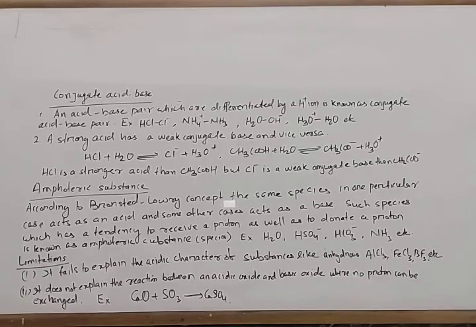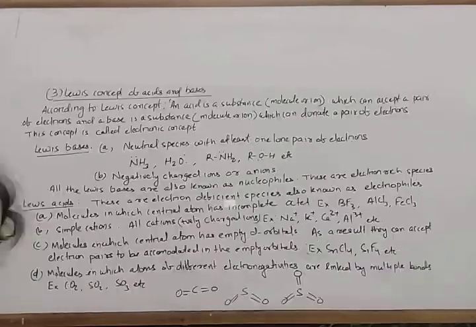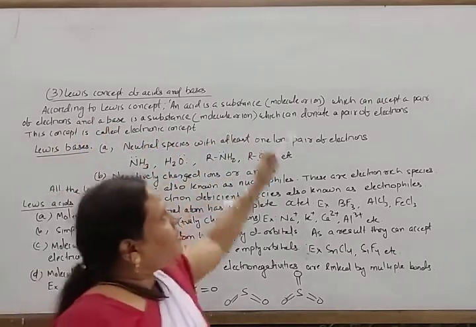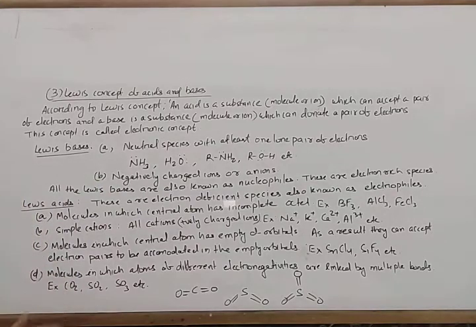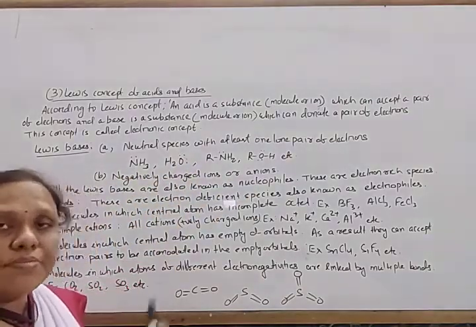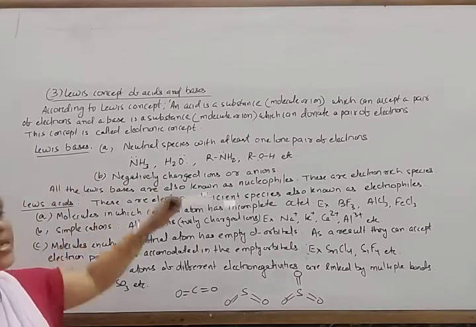Now the Lewis concept of acids and bases. According to the Lewis concept, an acid is a substance, molecule or ion which can accept a pair of electrons, and a base is a substance, molecule or ion which can donate a pair of electrons. This concept is also called the electronic concept because of electron transfer. Lewis bases are neutral species with at least one lone pair of electrons, like ammonia and water, so they can donate the pair of electrons to others.